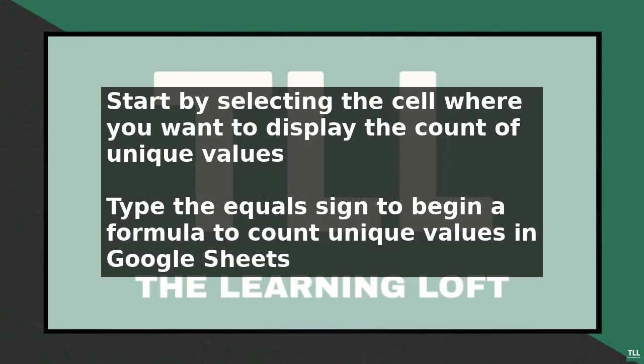How to count unique values in Google Sheets. To count unique values in Google Sheets, start by selecting the cell where you want to display the count. Next, type the equals sign to begin a formula.